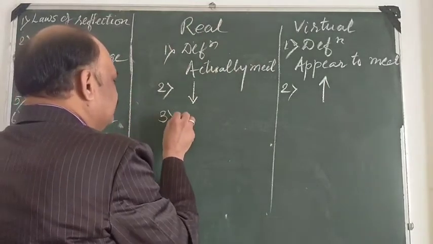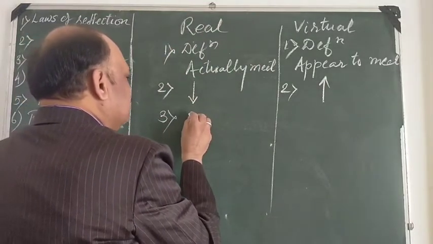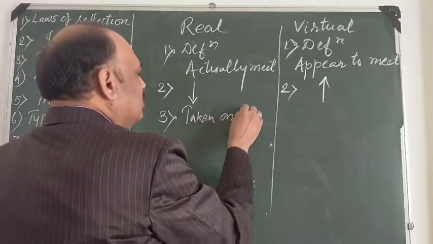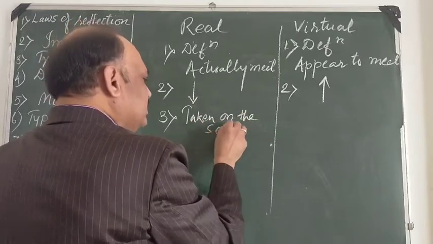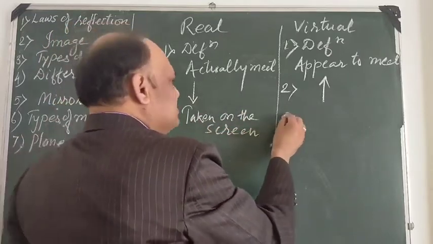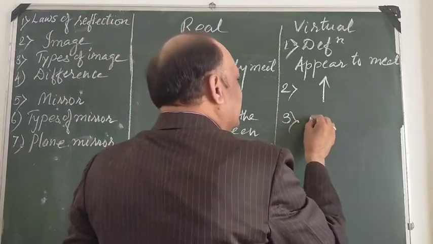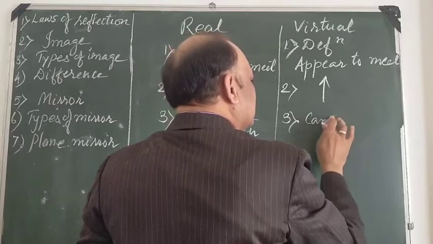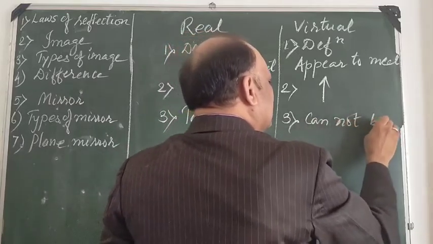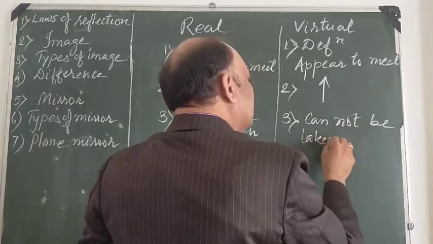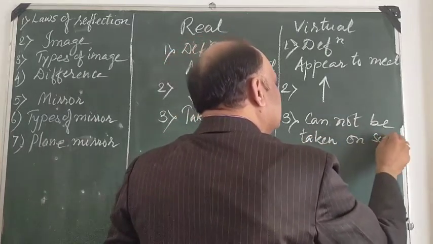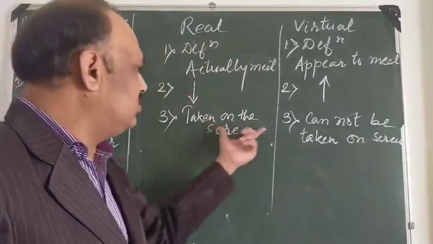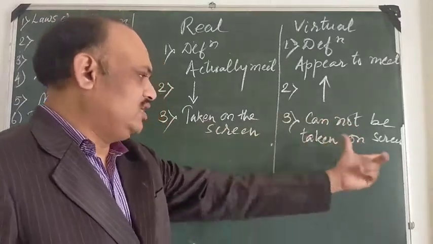Third one, real image can be taken on the screen, whereas virtual image cannot be taken on the screen. You cannot take them on the screen. So real images can be taken on the screen and virtual images cannot be taken on the screen.